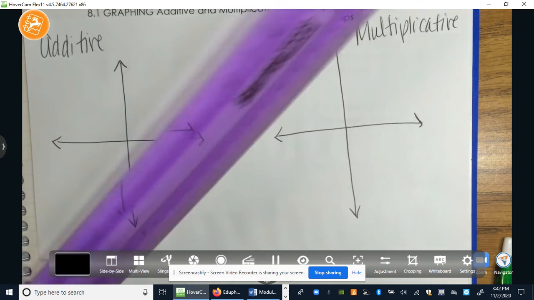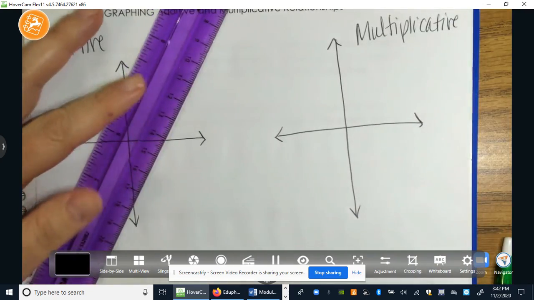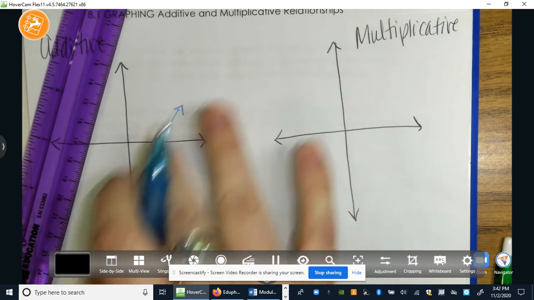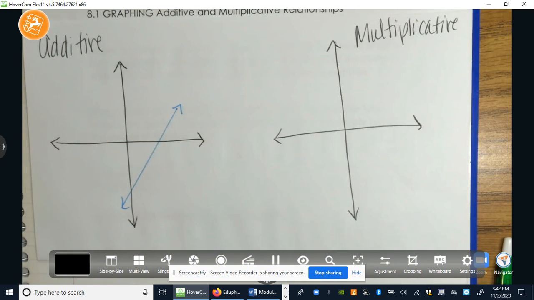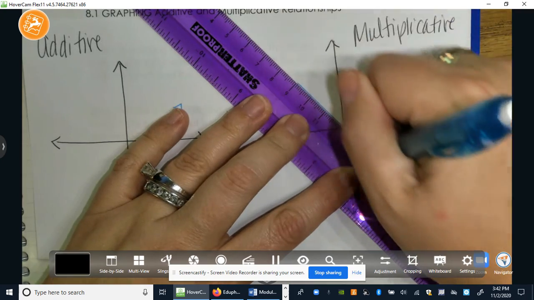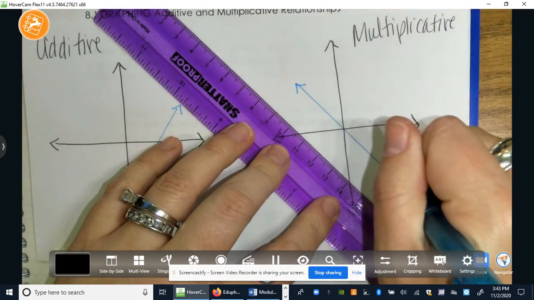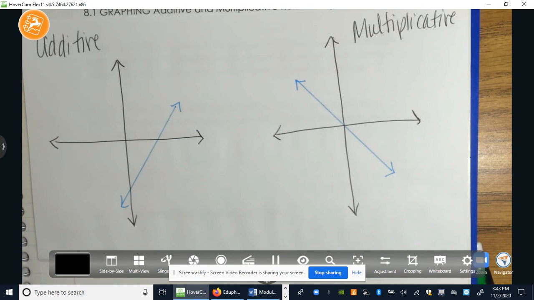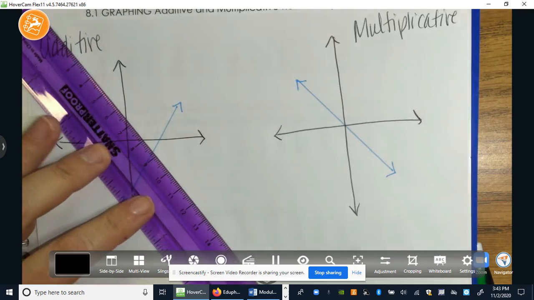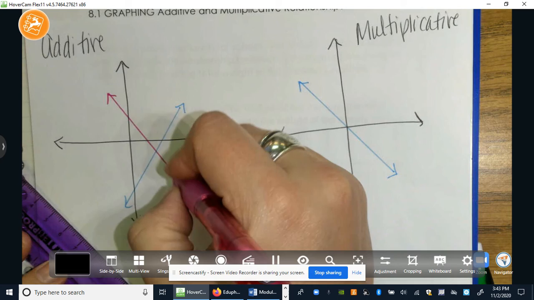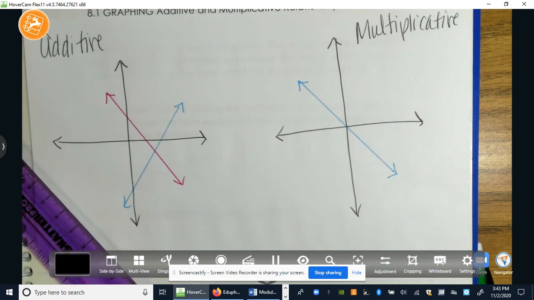Okay, I'm going to grab my straight edge. I'm going to grab a blue right here. This line right here would be considered an additive relationship, where this one over here would be considered a multiplicative relationship. Okay, I'll do another one. This one over here would be considered an additive relationship.